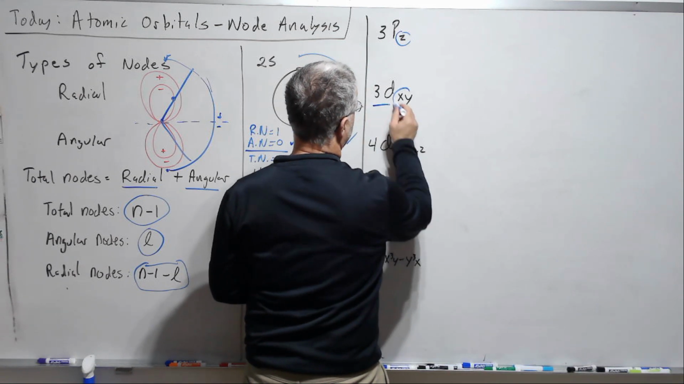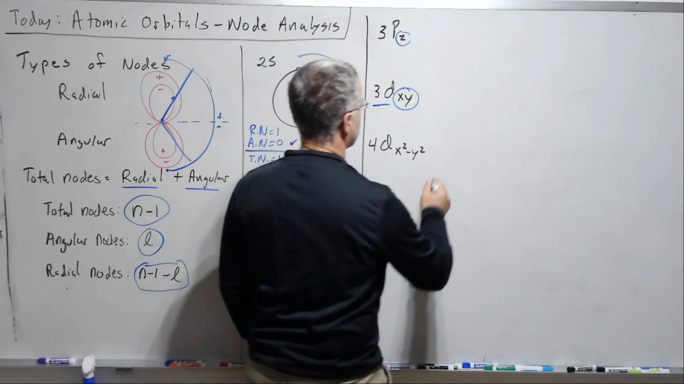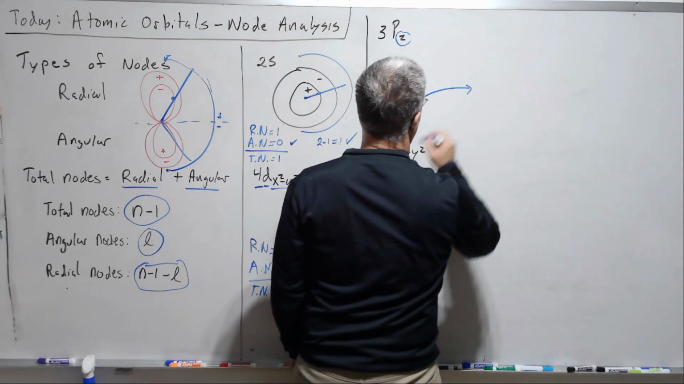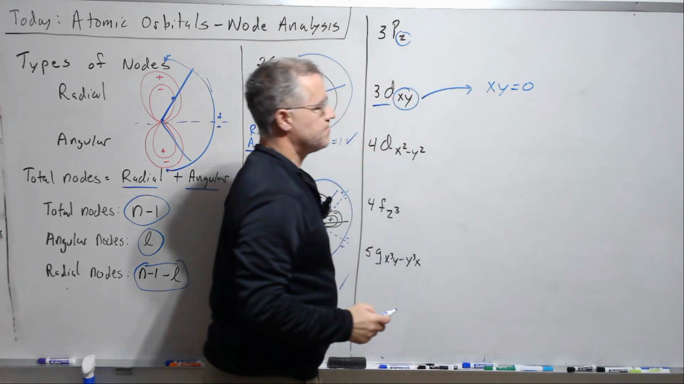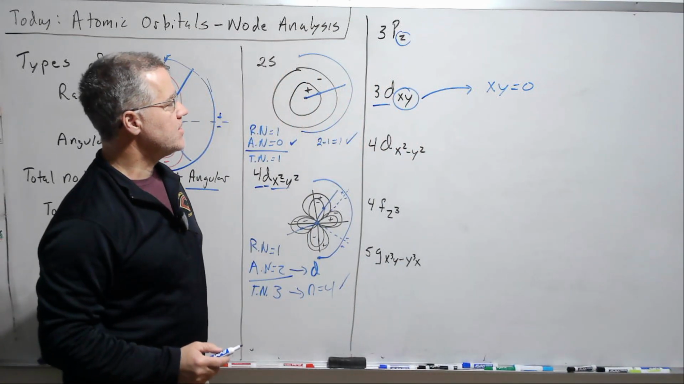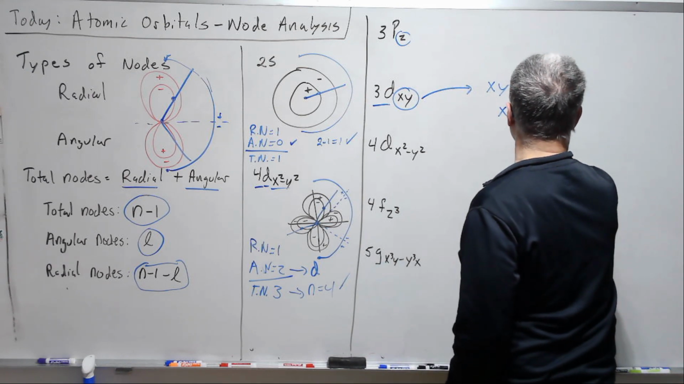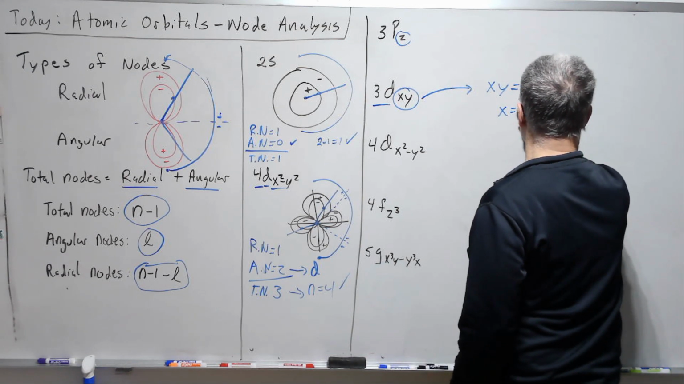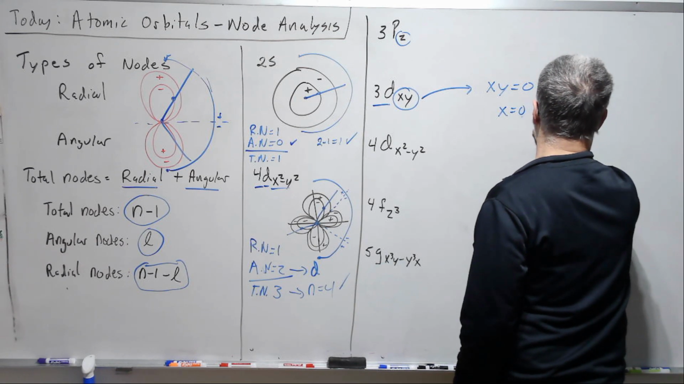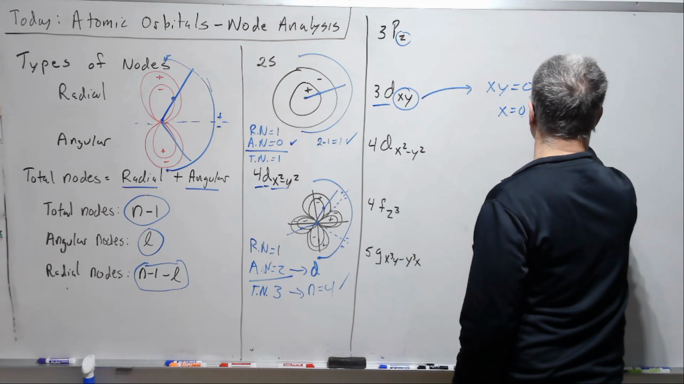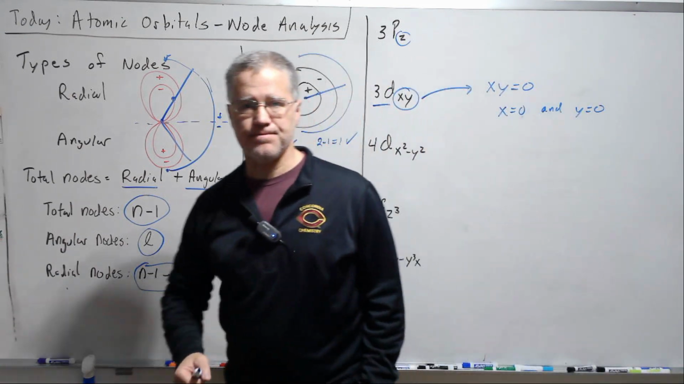Let's look at the 3D XY. Okay. I'm going to set this equal to 0. Now we solve this. X equals 0 is a solution, and y equals 0. These are the two solutions.